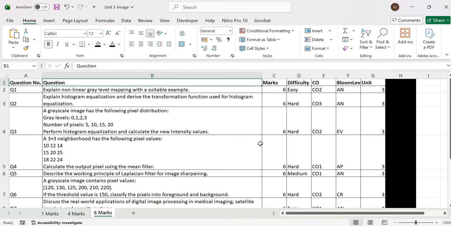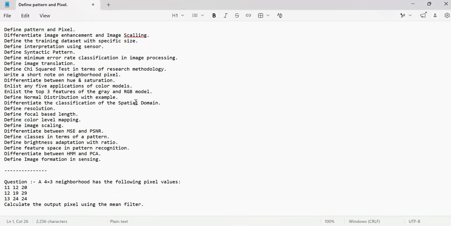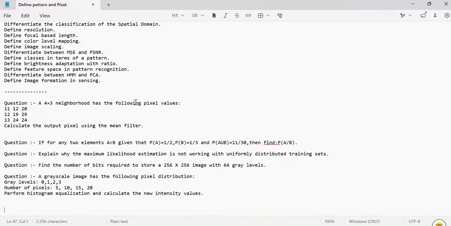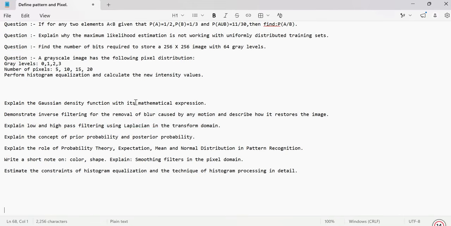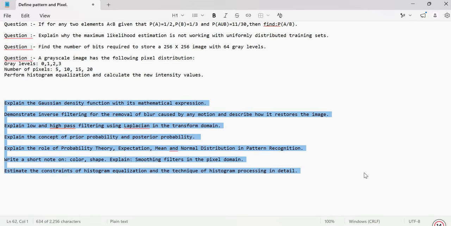So these are the 3 units. Now we are summarizing your questions. You can see unit number 1, 2, 3, 4, 1 marks. These are the numerical portions. At last, these are some questions from unit number 3, 4, and 5 in 8 marks.